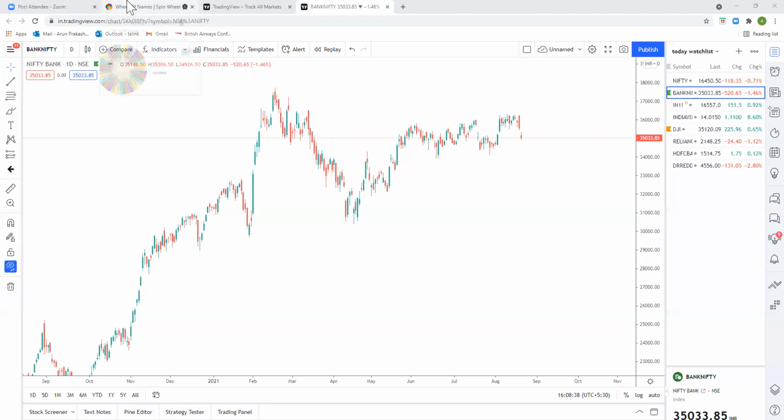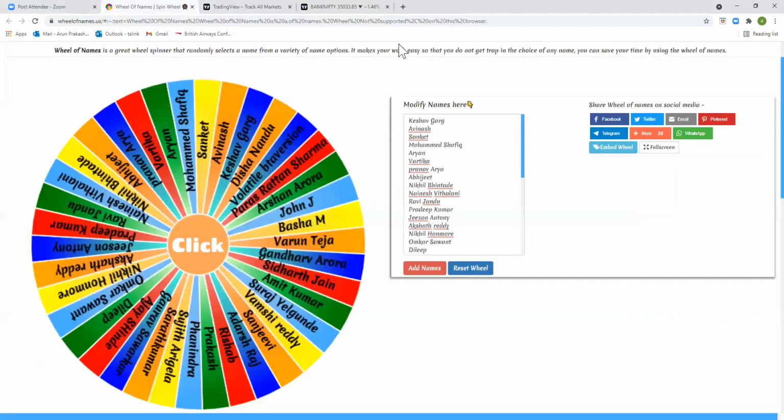Okay, so is everyone able to view the screen? Can you see the screen? Okay, good. So I have added all the names here. Whomsoever has texted in the group, I have added those names.